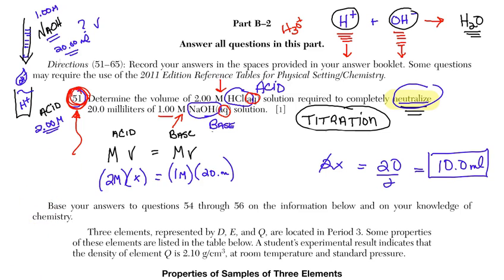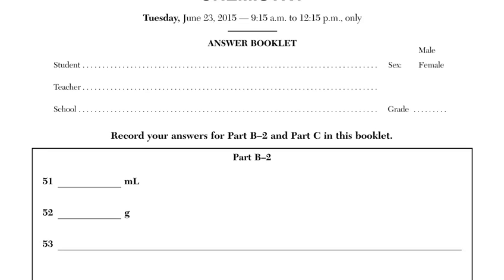answer booklet. And 51, very simply, is going to be 10.00. Now you say, Mr. Grodsky, what about all those sig figs that we learned about? Yeah, you learned it and it's great, but they didn't ask for it, so you didn't have to put 10.0 milliliters to get your 1 credit. Okay, so 10 would have worked just fine. All right, so any number of sig figs close to 10 would be accepted unless the question asked for it. So 51 is 10, so 52.